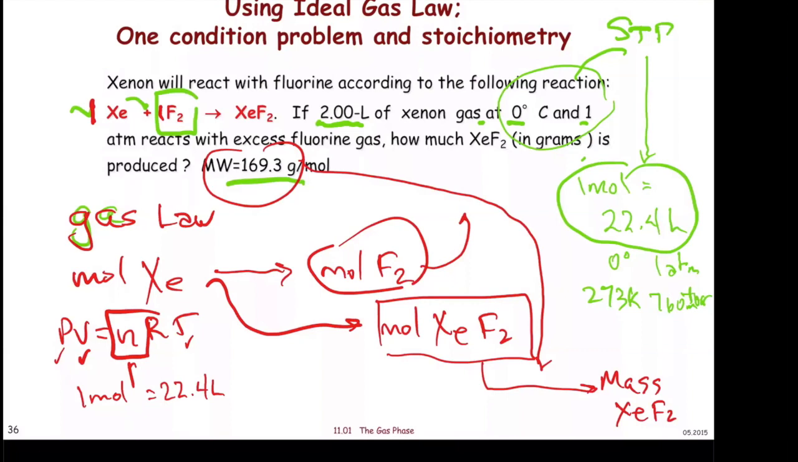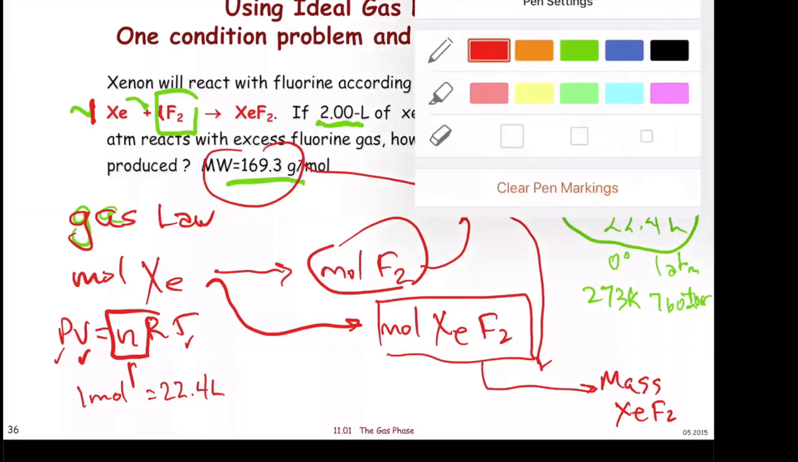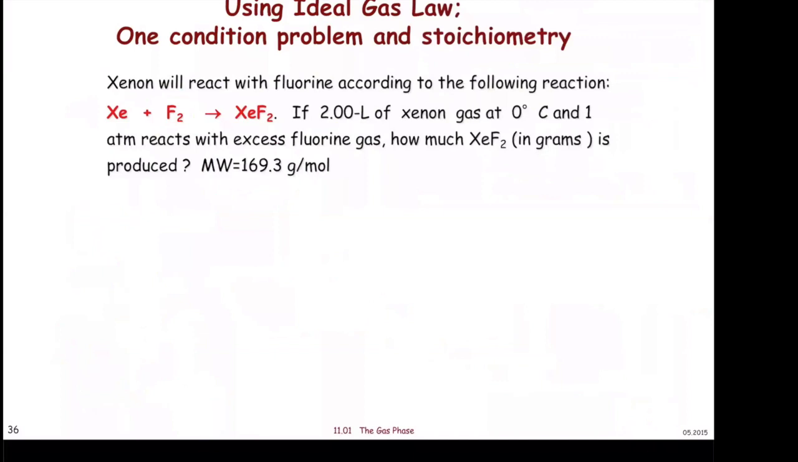So let me clear this out and let me show you how it's done in one-chain calculation. One-chain calculation simply means that I'm going to do it all in one line. So we'll start out with 2 liters, and then we're going to use this idea that 22.4 liters is 1 mole. So the liters will cancel out, and 22.4 liters of xenon is 1 mole of xenon.